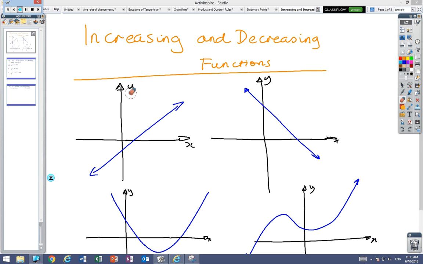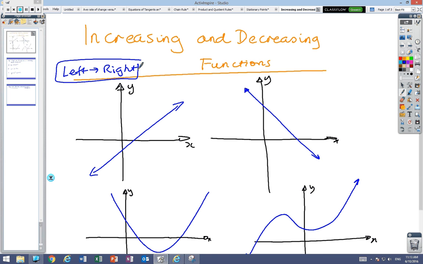Okay, in this video we're just looking at what I'm calling increasing and decreasing functions. I've got some diagrams here, and in all these ones we have to look from left to right. Hopefully that's your predominant way you look at things anyway. For instance, in this first one I've got a straight line, and the function is increasing, and we can say the gradient is positive.